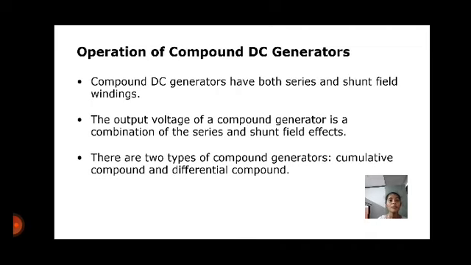Operation of compound DC generators. Compound DC generators have both series and shunt field windings. The output voltage of the compound generator is a combination of the series and shunt field effects. There are two types of compound generators. First one is cumulative compound and second one is differential compound.